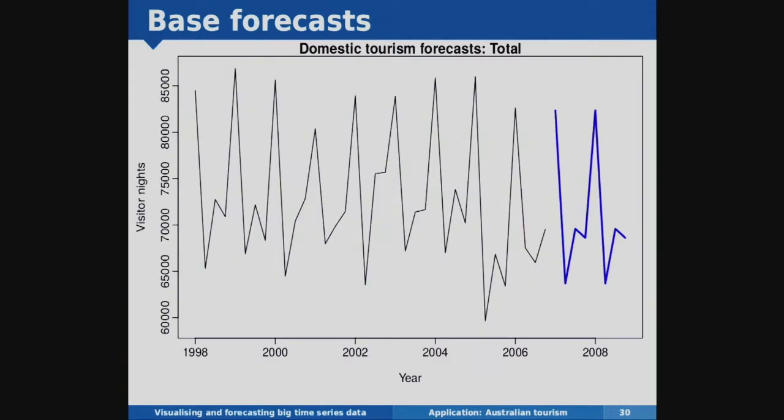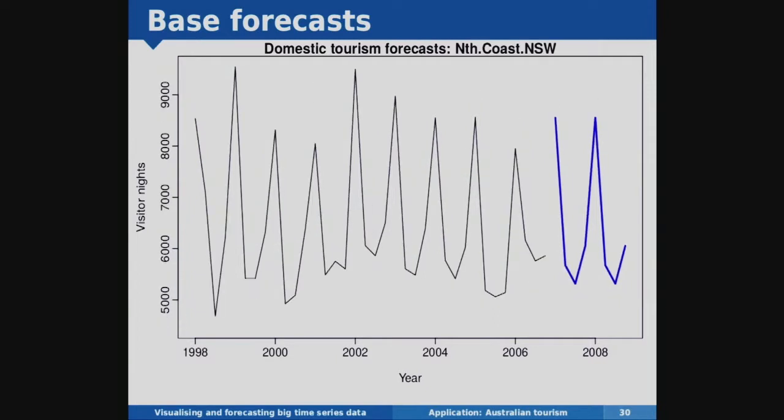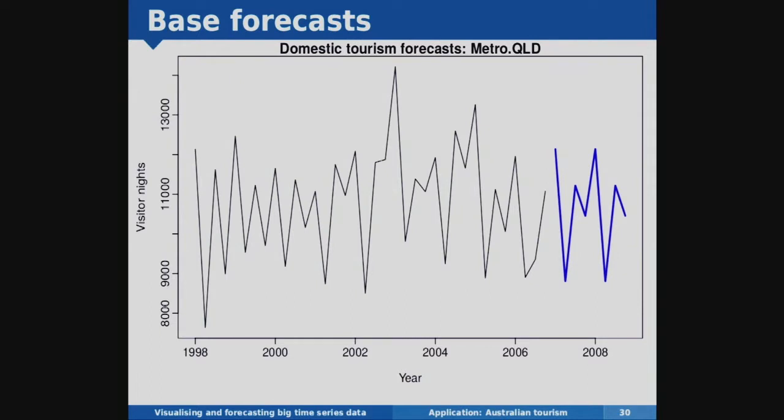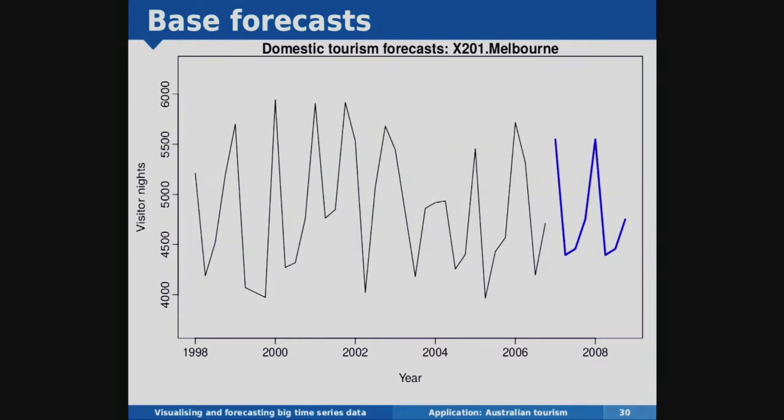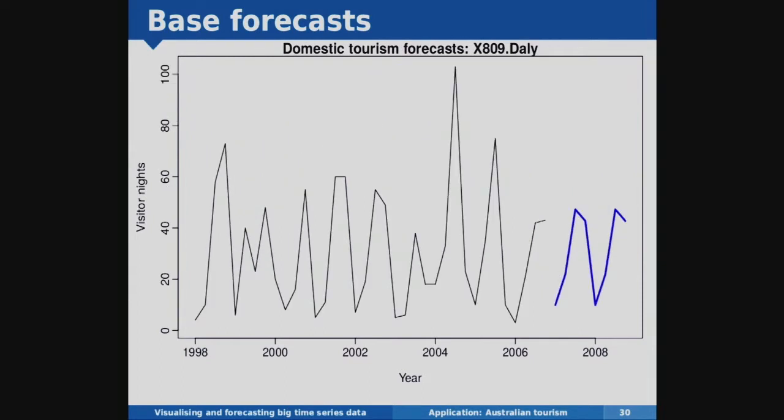So if I took just the total visitor nights, it looks like this, and there's my automatic forecasts. That's for New South Wales, that's for Victoria, that's for the northern coast of New South Wales, metropolitan Queensland, southern part of Western Australia, one region within Melbourne, and so on. So you can throw the data at this algorithm and it gives you back some forecasts relatively quickly. The grey shaded regions in these graphs are the 80% prediction regions. Very small part of Victoria, tiny little place in Queensland, I think, and so on.